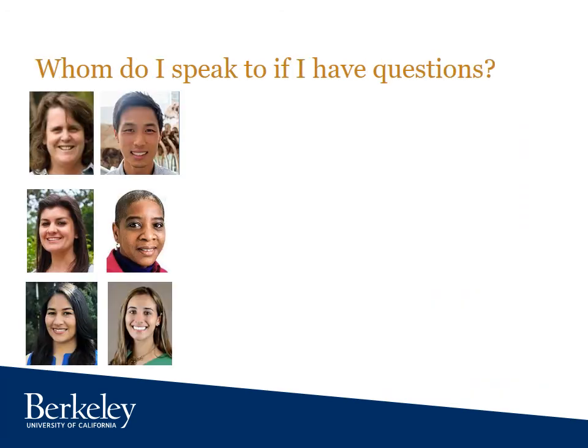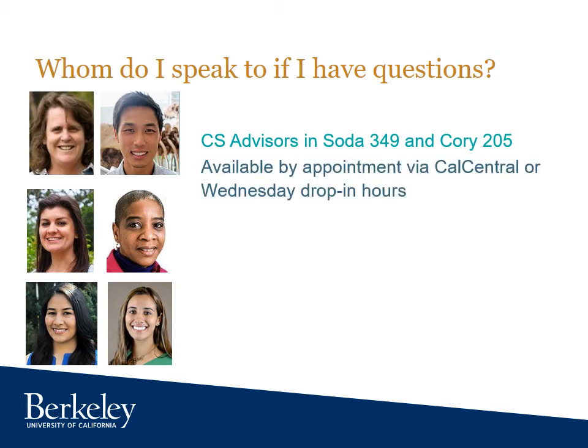Whom do I speak to if I have questions? If you can't find the answer to your question in the EECS 101 section of Piazza and you need to speak to someone in person, the advising staff for computer science is located in Soda 349 as well as Corey 205. So the advisors are available by appointment only, and you can go onto CalCentral to find where to make an appointment with one of the advisors. Each Wednesday they do hold drop-in hours, so that would be a good time to come by either Corey 205 or Soda 349.